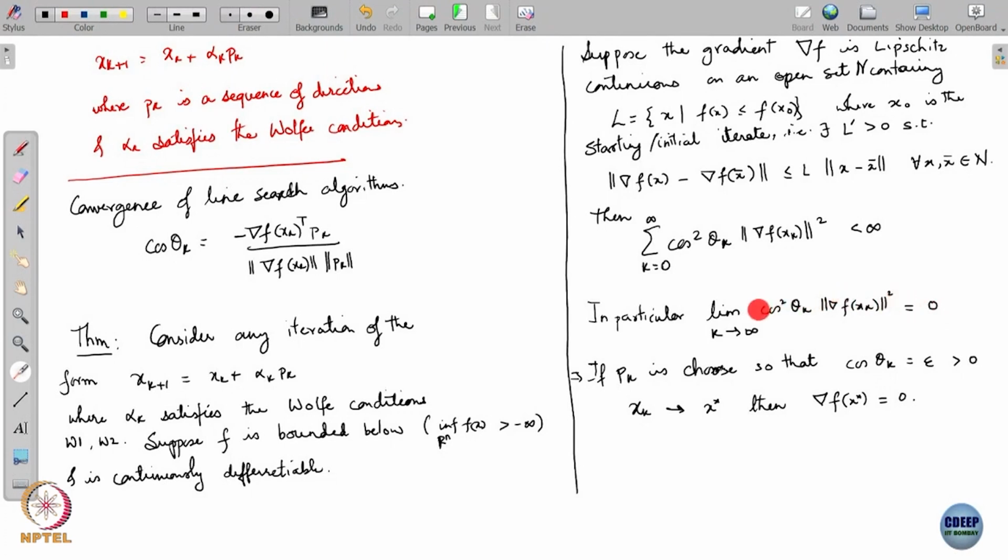So, this condition is effectively telling you that the way to ensure that your gradient vanishes is by making sure that this cosine remains bounded away from 0. That means pk should continue to make a non-vanishing angle with the negative gradient, whatever that gradient may be. If it does, then the gradient itself will go to 0.